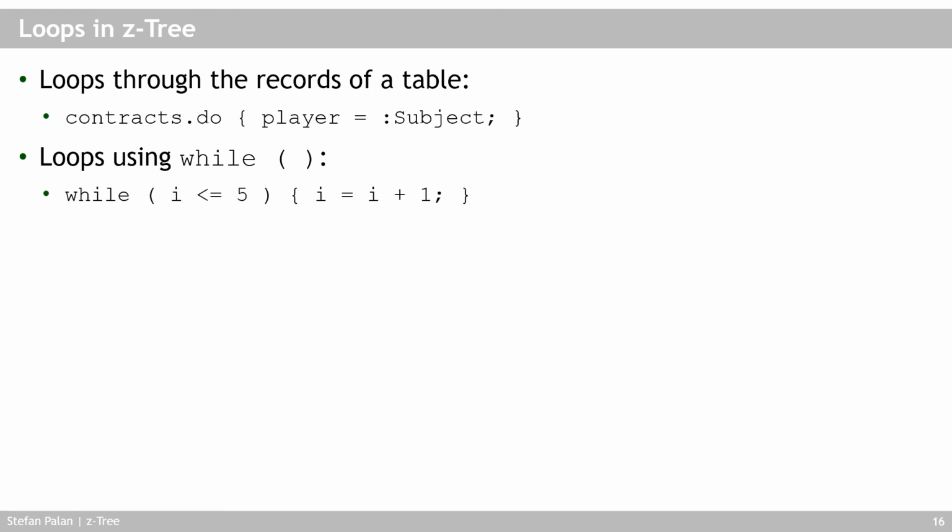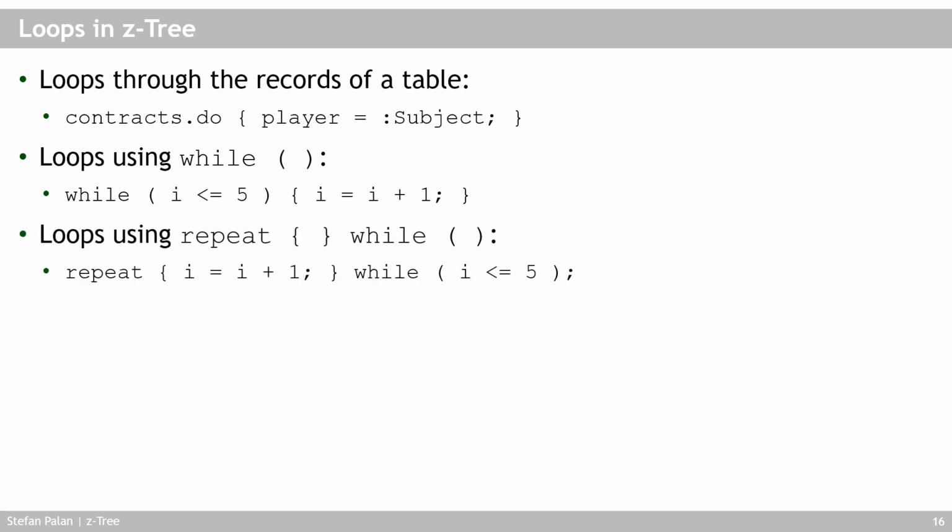Now, with a while loop, there is always the risk of creating an infinite loop. So you need to make sure that within these curly brackets, you have something that makes sure you can at some point get out of this loop. The repeat loop is very similar to the while loop. The only difference is that the repeat loop first does what is in the curly brackets and then checks whether it should do so again. So it first increments here and then it checks whether it should again increment in the next round, basically, or go to a next round.